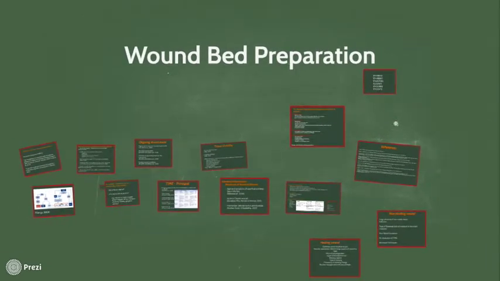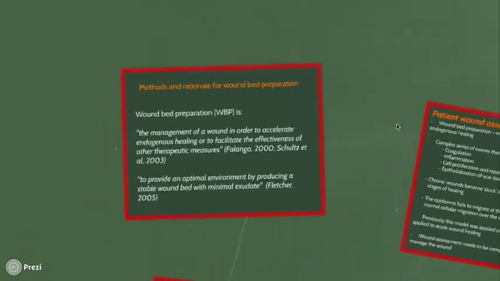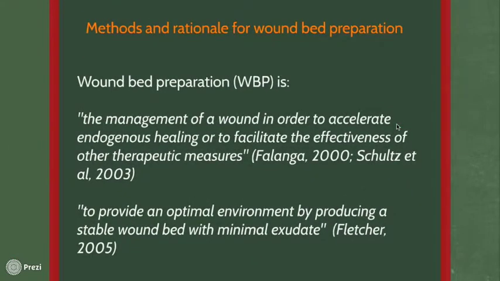Our presentation is on the methods and rationale for wound bed preparation. By definition, wound bed preparation is the management of a wound in order to accelerate endogenous healing or to facilitate the effectiveness of other therapeutic measures. The concept focuses on the clinician to optimize conditions at the wound bed, so as to encourage normal endogenous healing. It is an approach that should be considered for all wounds that are not progressing to normal wound healing.